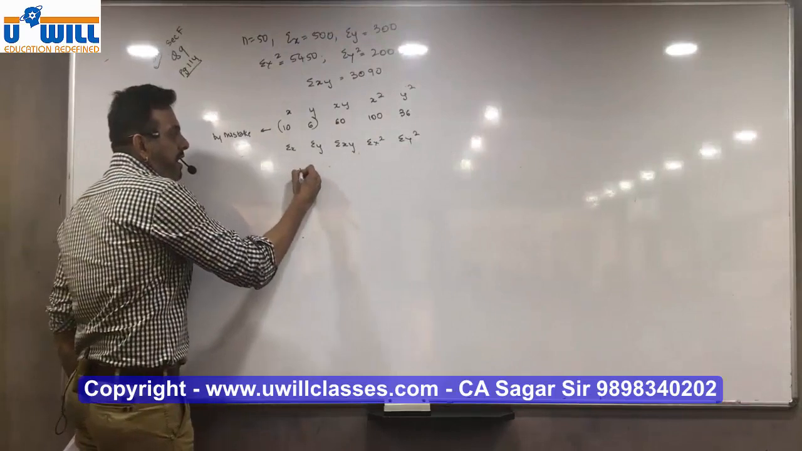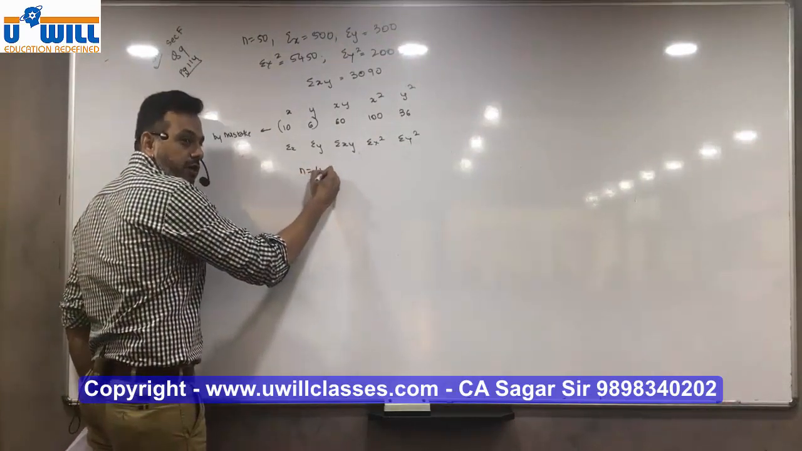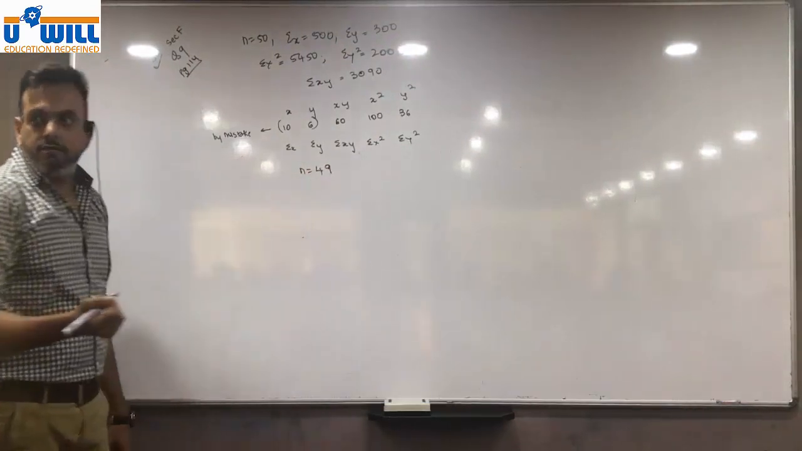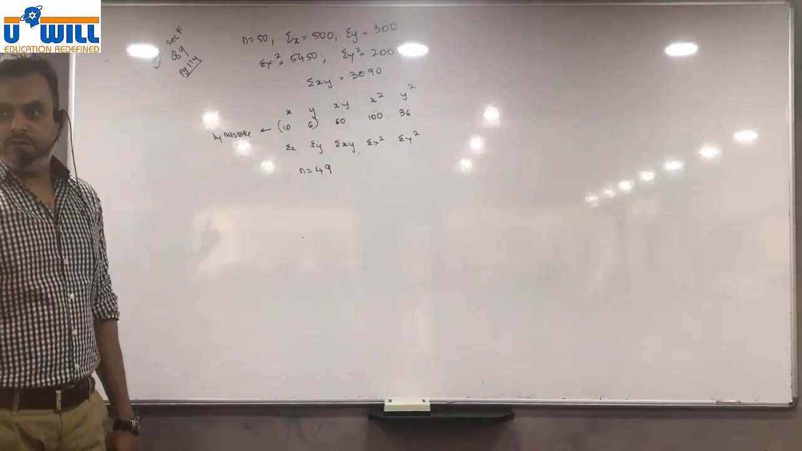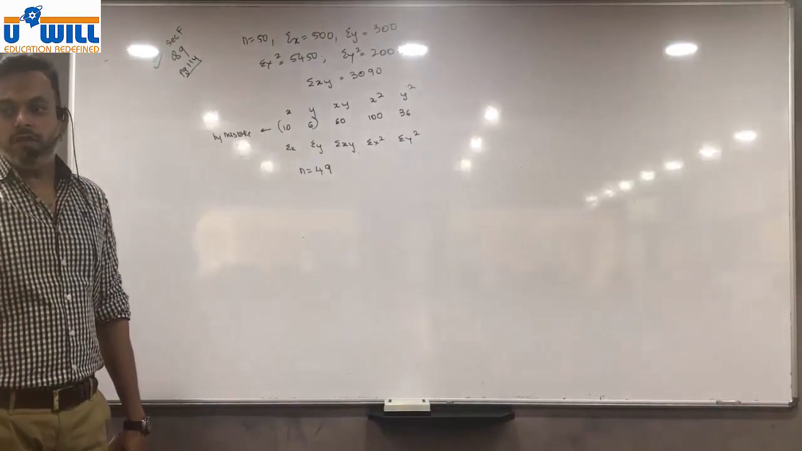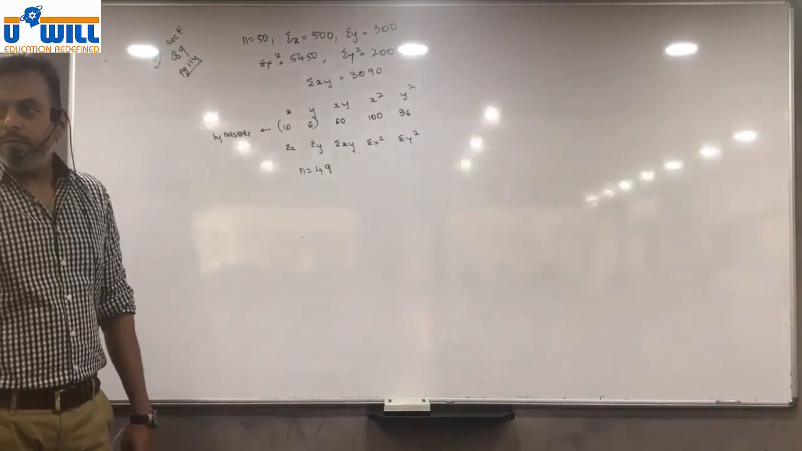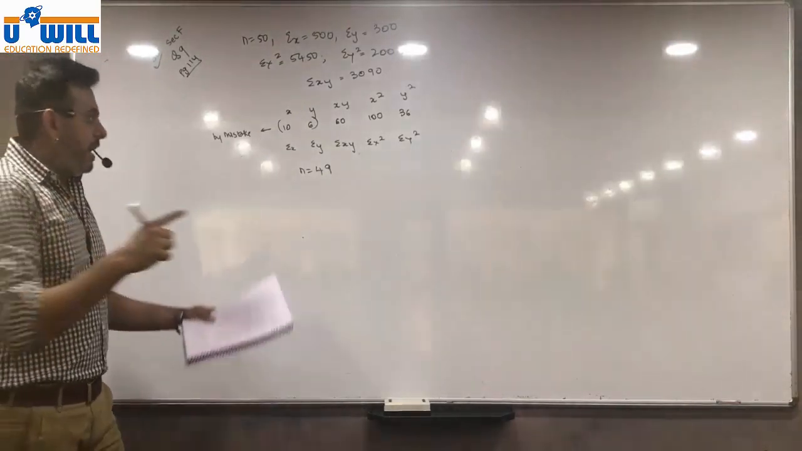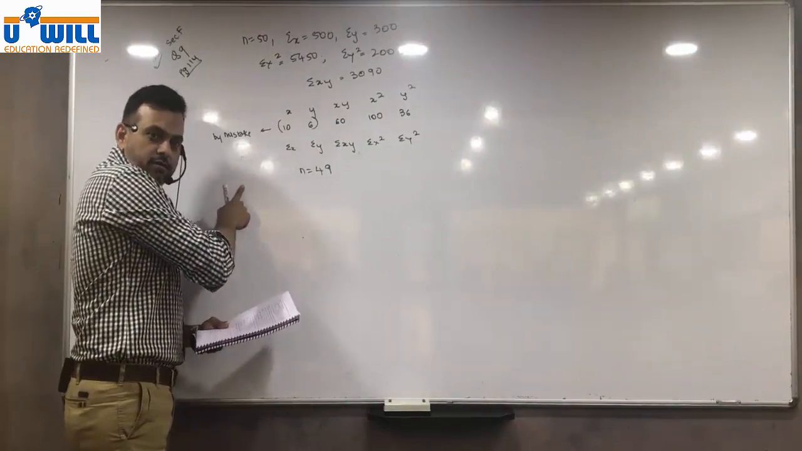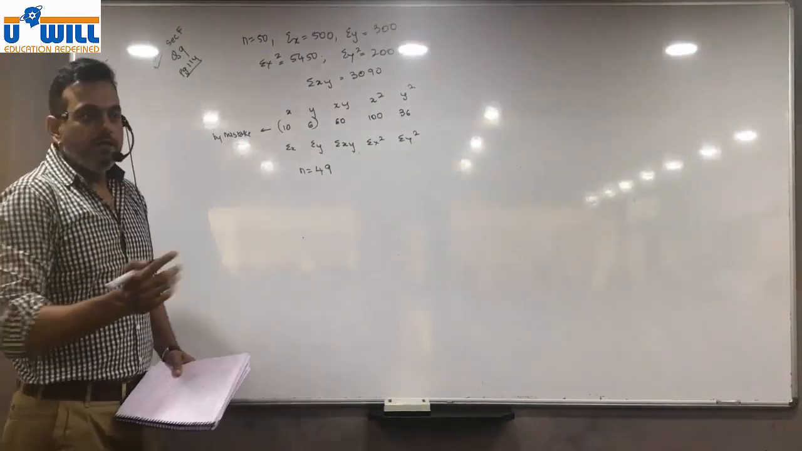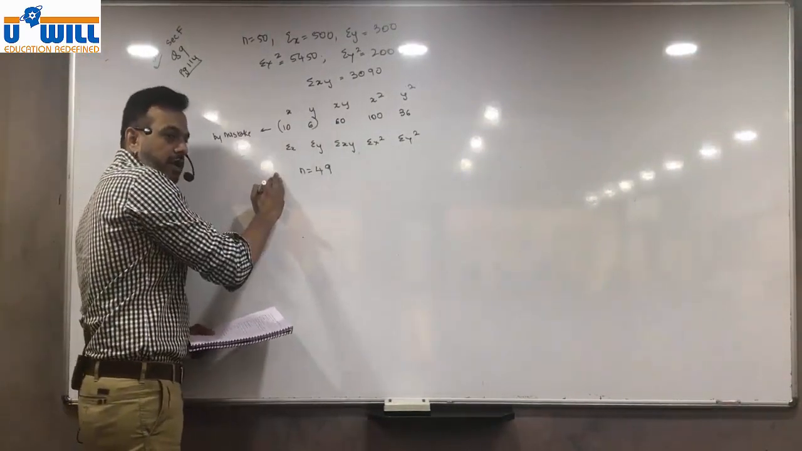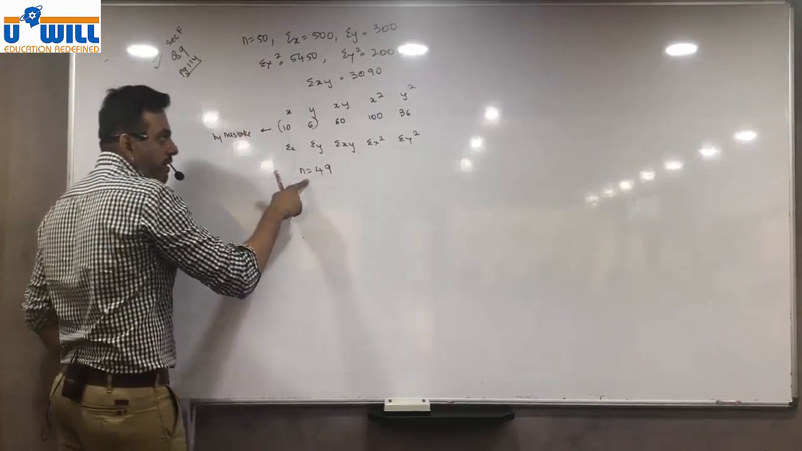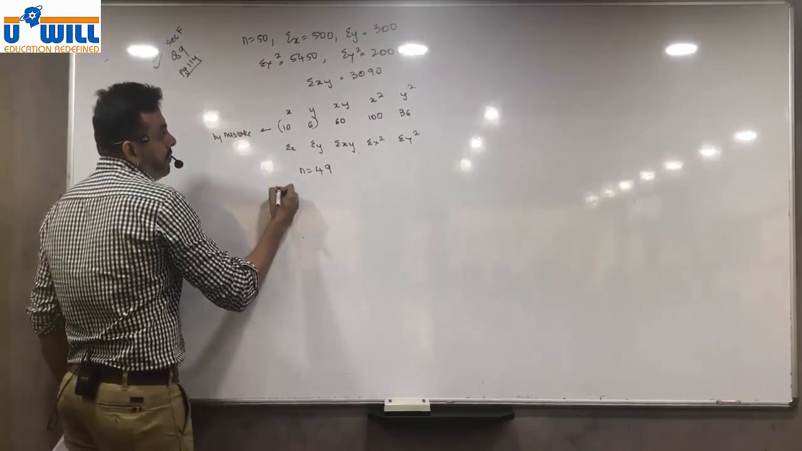Now what will be n? N will become 49. But what do we need? We need n into sigma xy minus sigma x into sigma y. You understood this? It was additional, so we removed it. It is not wrong and correct. So 50 became 49. So this is the first thing. Then we find out correct.